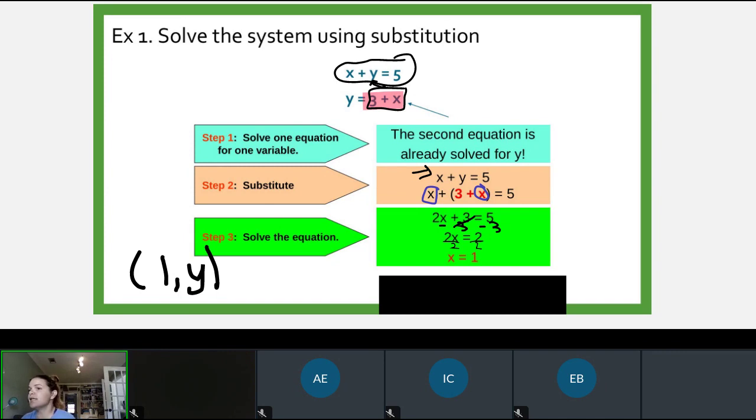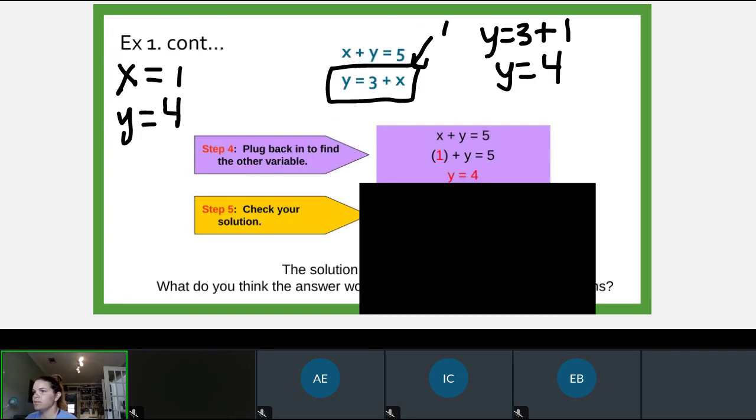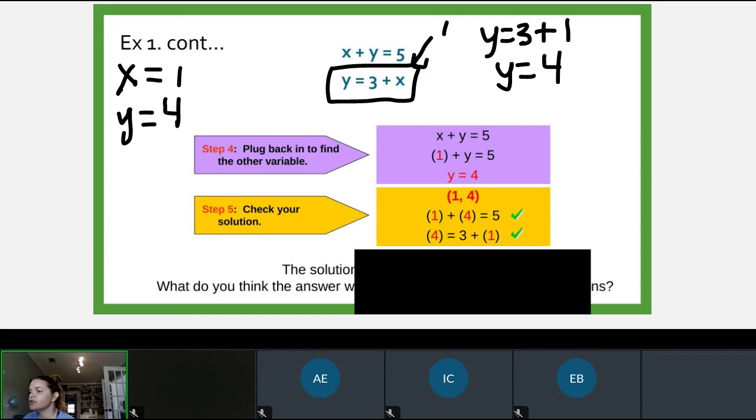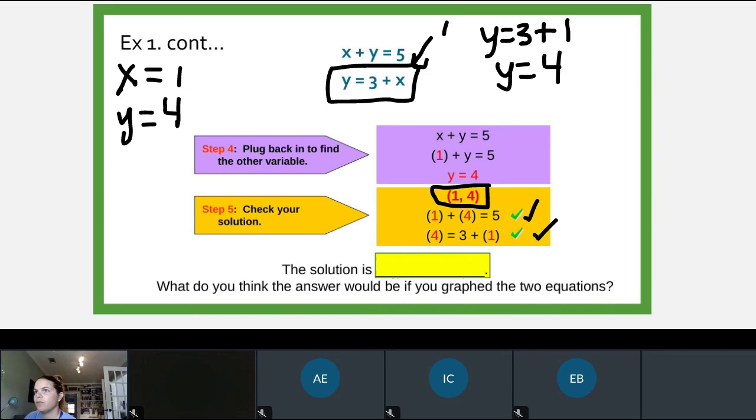Yep. Well, remember I said that we're not finished yet because a solution is an x and a y. So if you wanted to check your solution, we are saying that the solution is 1, 4. So I'd put a 1 in for x, a 4 in for y, and make sure I get 5. 1 plus 4 is equal to 5. 4 is equal to 3 plus 1. So the solution, therefore, is 1, 4.